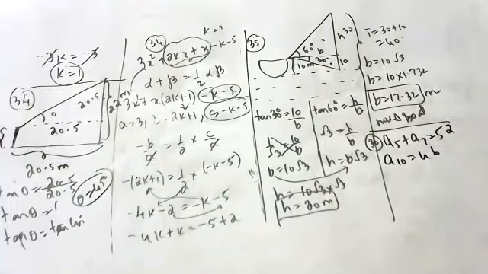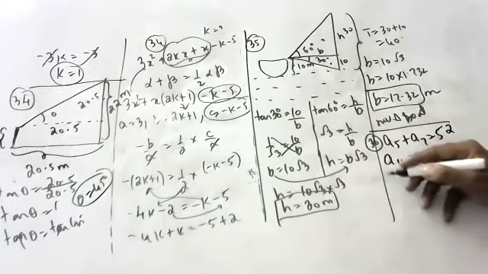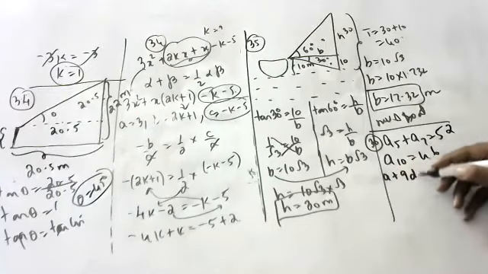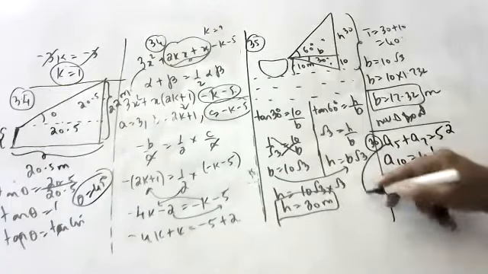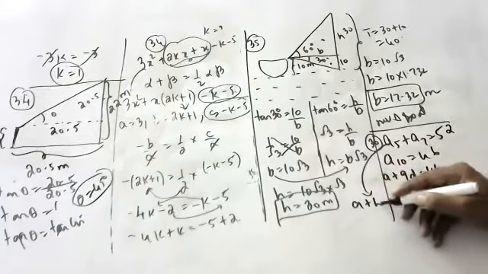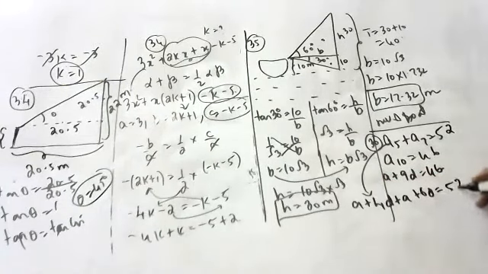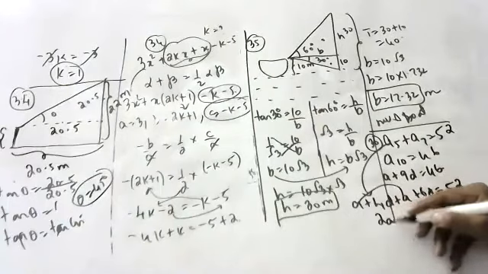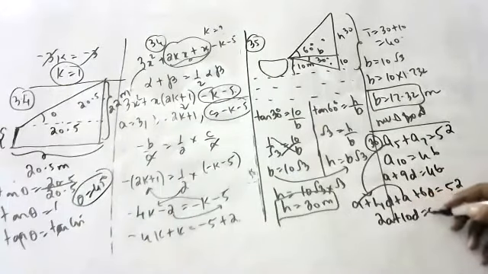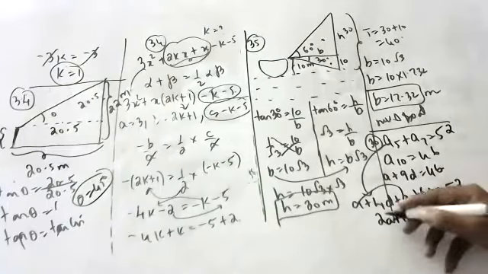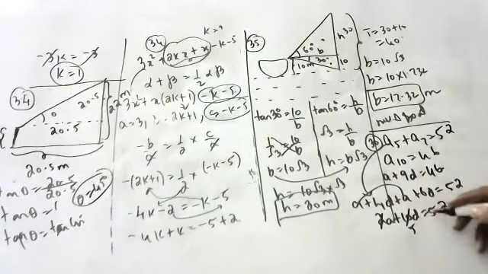Question is find the AP. Okay, A10 means what, children? A plus 9D is equal to 46. A5, children, A5: A plus 4D. A plus 4D plus A plus 6D is equal to 52. 2A plus 10D is equal to 52. A plus 5D is equal to 26.